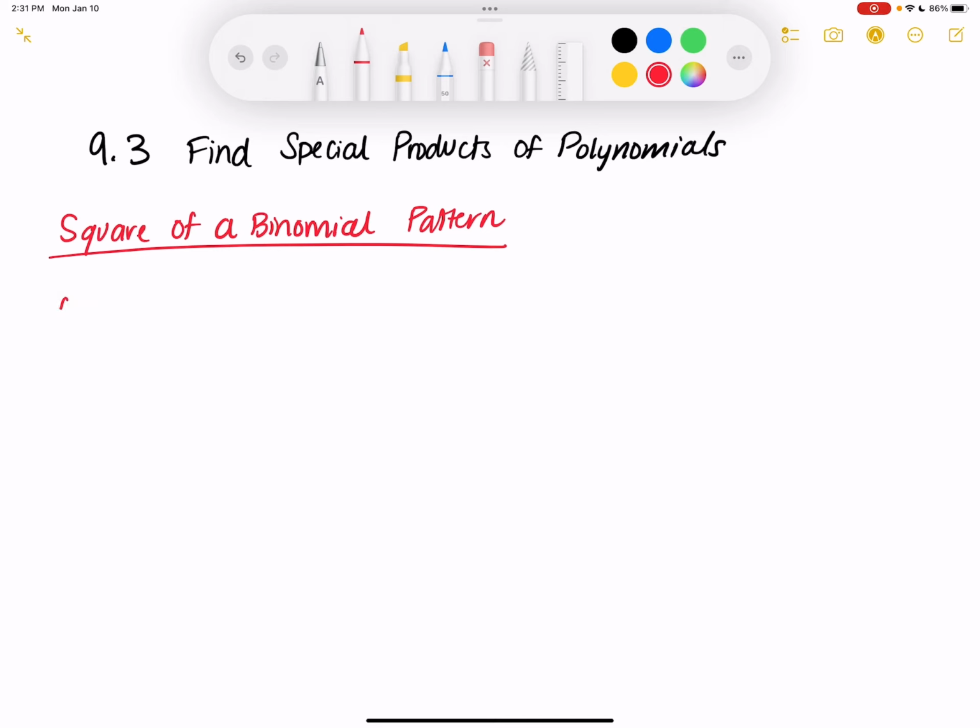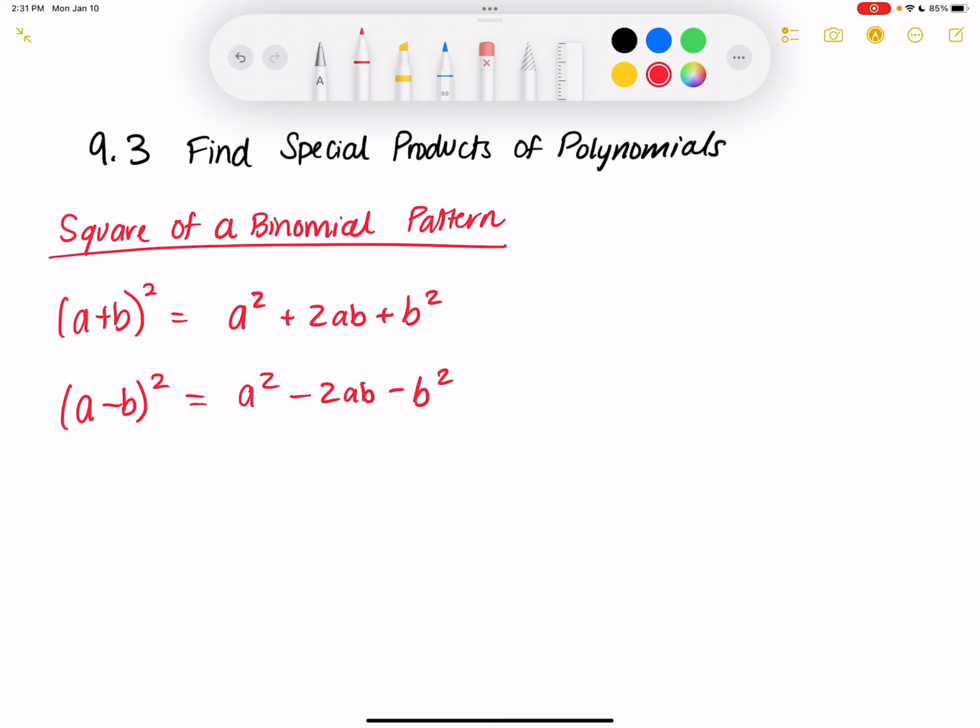So if we have something like a plus b and that whole thing is squared, that multiplies into a squared plus 2ab plus b squared. And then we could also do it with subtraction. So a minus b squared would give you a squared minus 2ab plus b squared. So if you see the pattern, you can follow the pattern.